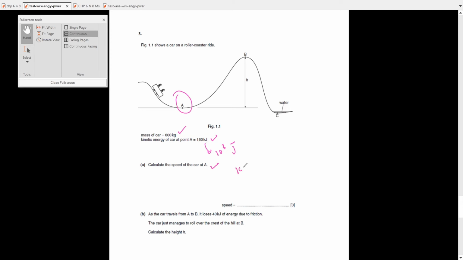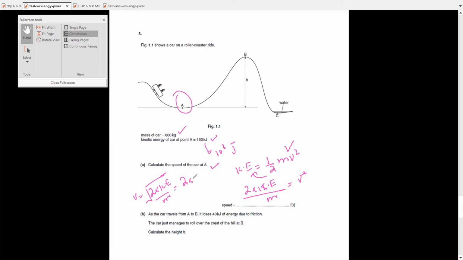So kinetic energy is given. We know that the formula is kinetic energy equals 1 by 2 mv square. We have to make v the subject, so we'll rearrange the formula. 2 into kinetic energy divided by mass equals velocity square. So taking a root on both sides, velocity would come out to be the square root of 2 into kinetic energy over mass.